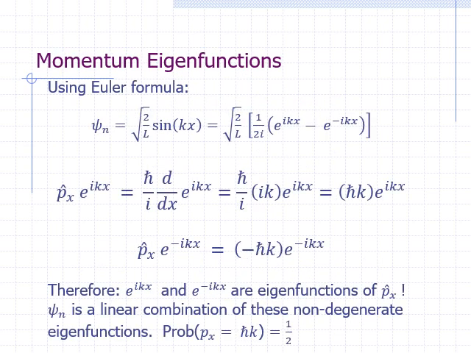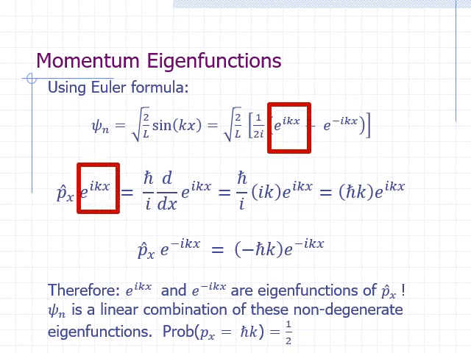Let's take a closer look at how the momentum operator affects psi. Let's rewrite psi in terms of exponential functions. Using the Euler formula, we can show that sine of kx is 1 over 2i times e to the ikx minus e to the negative ikx. Let's apply the momentum operator on just e to the ikx.